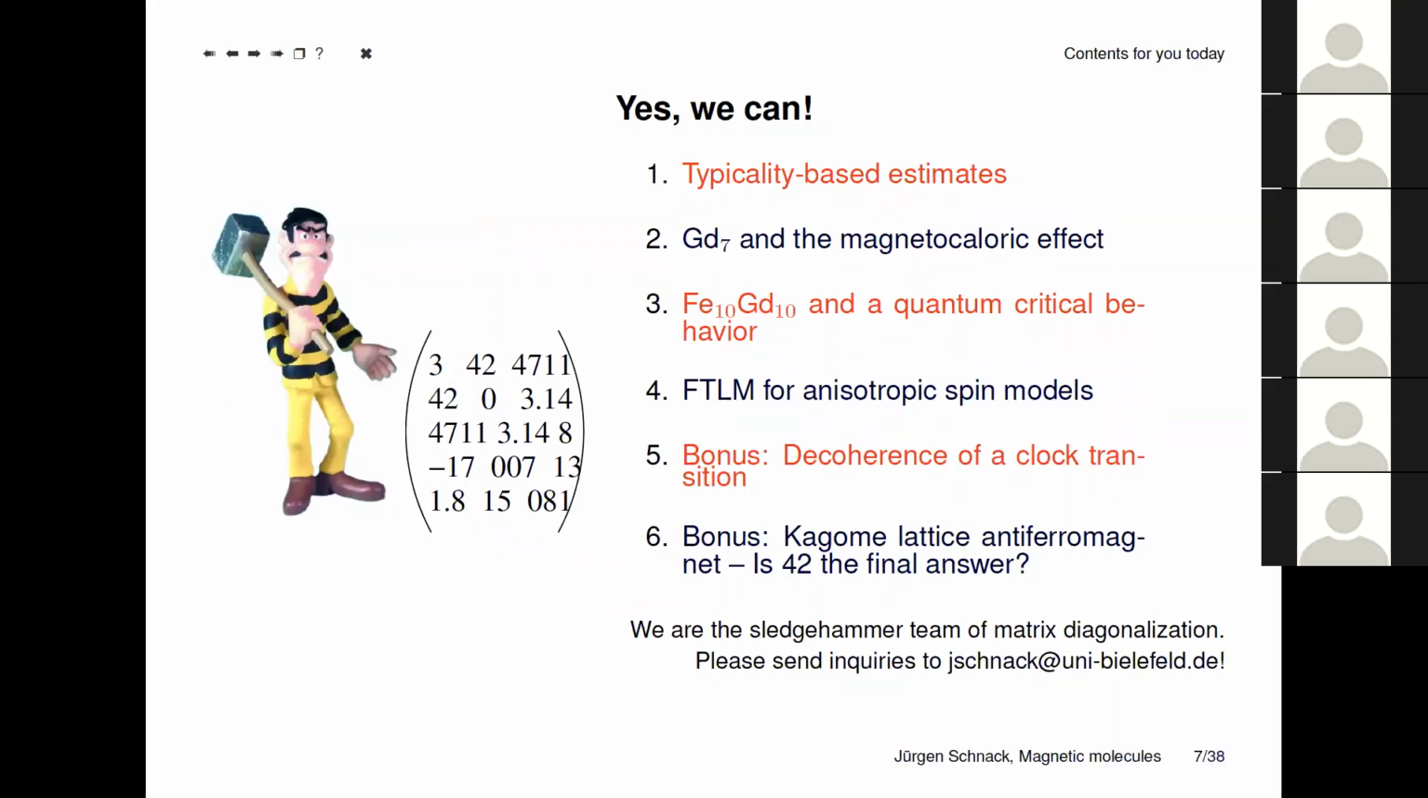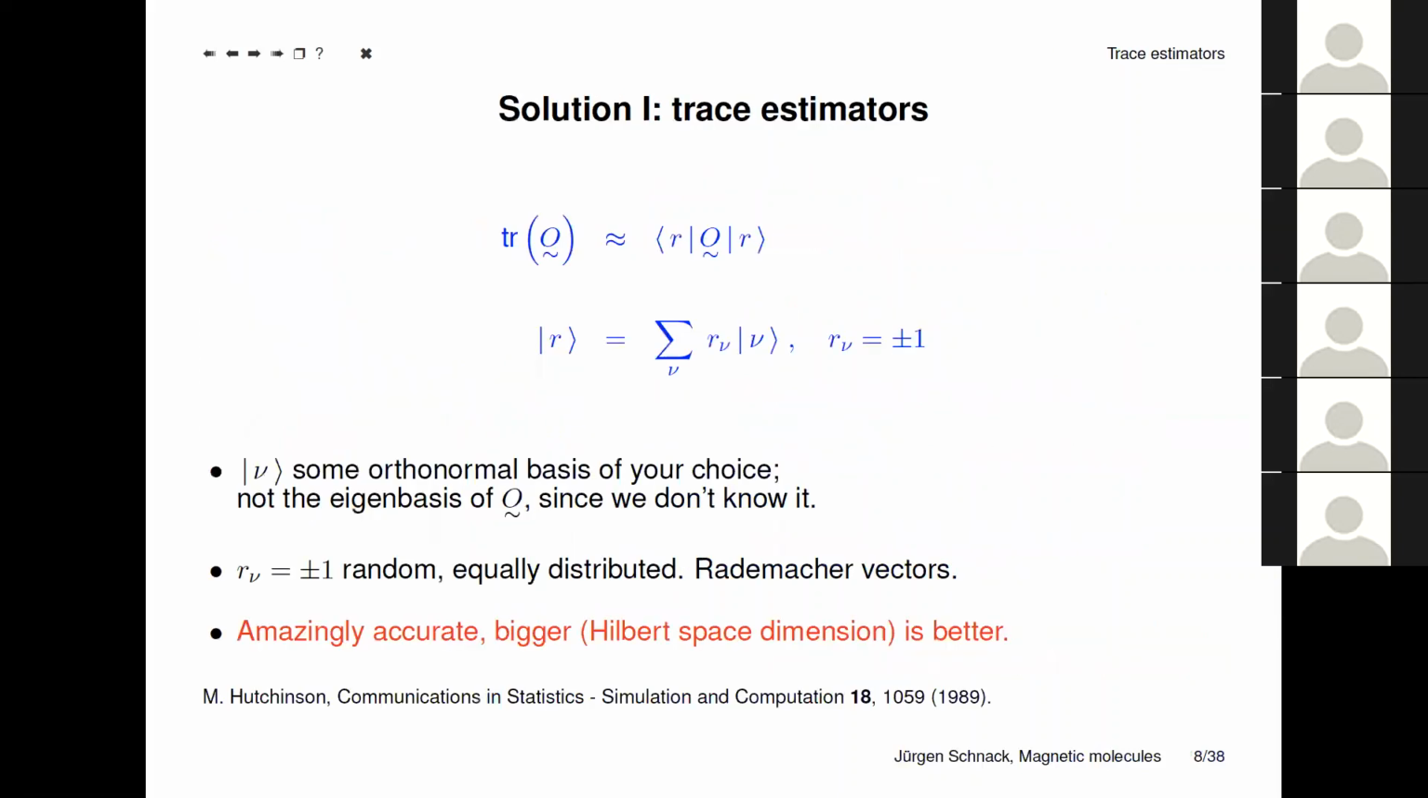I'm pretty sure that I can't run through all of this. This doesn't matter. I took out a few slides anyway, but let's go to the major point. And the major point is that since the late 80s, we know that we can approximate traces. So remember, the partition function is a trace. We can approximate traces by means of expectation values with respect to a random vector.